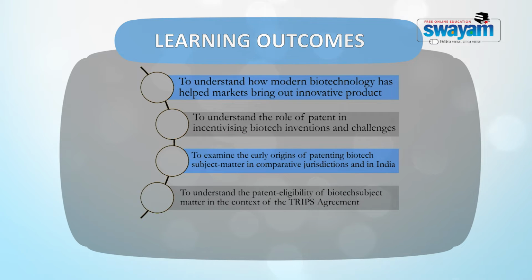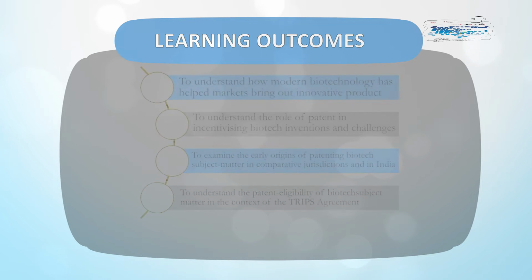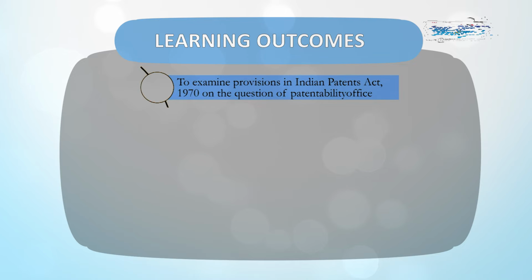to also understand how patent eligibility of biotech subject matter has been discussed and debated during the TRIPS context, and also what was the outcome in the TRIPS negotiations in the form of Article 27, and finally to examine the provisions in the Indian Patents Act 1970 on the question of patentability and patent eligibility of biotech subject matter, specifically in the light of the biotech guidelines issued by the Indian Patent Office in 2013.